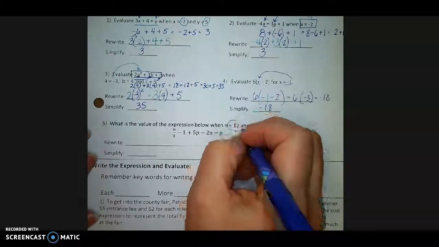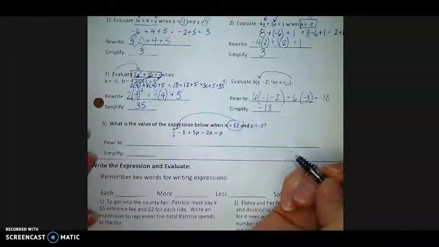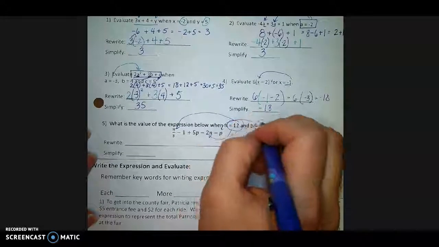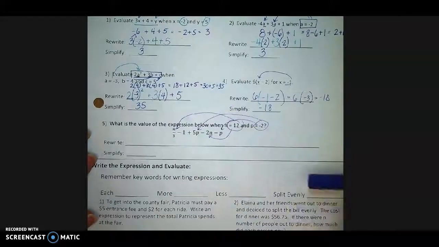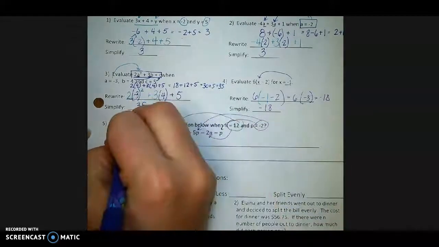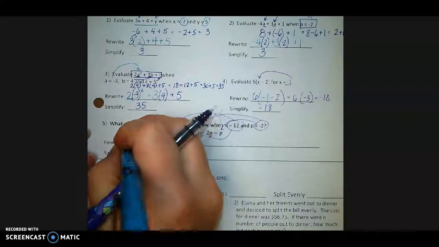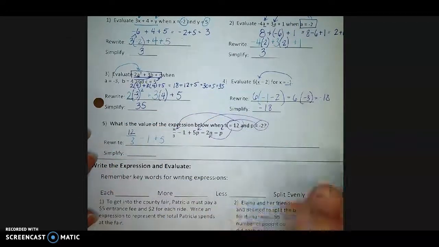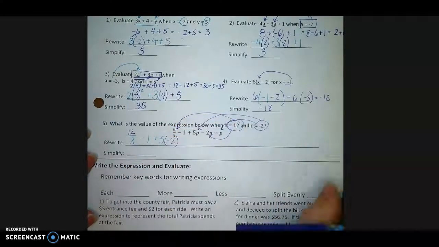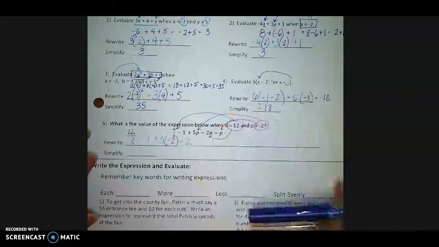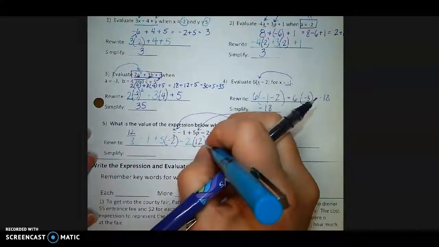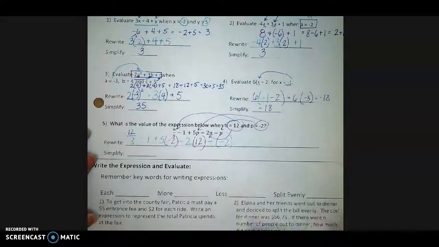So it wants me to substitute this 12 in where I see n's, and there's 2 places. And wherever I have a p, I'm going to substitute in my negative 2. So now I have 12 over 3 minus 1 plus 5 times negative 2 minus 2 times 12 minus a negative 2. So this is the toughest one we're going to see here.